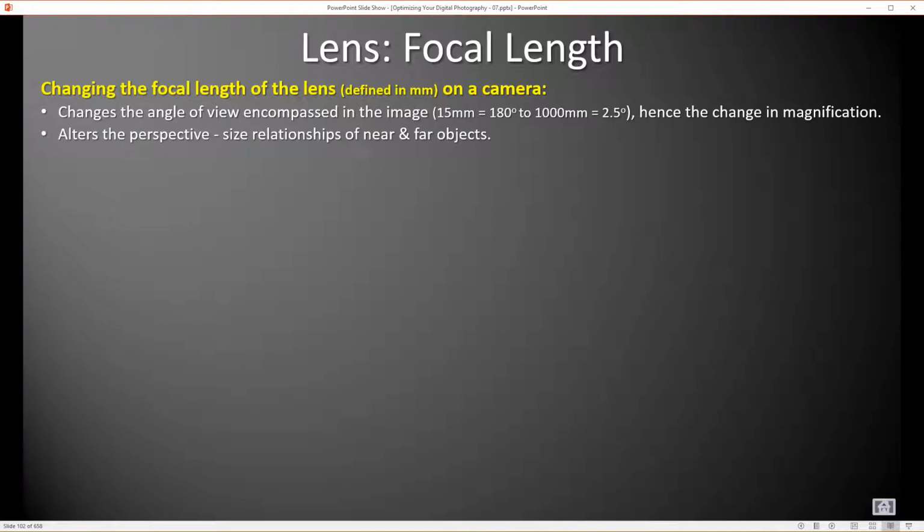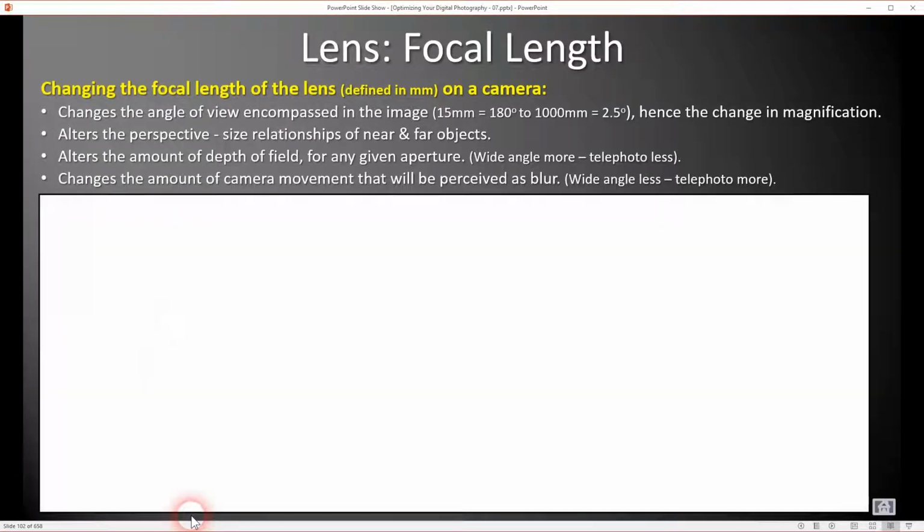We can also alter the perspective, the relationship of near and far objects, by using different lens focal lengths. Different lens focal lengths alter the amount of depth of field for any given aperture. So wide-angle lenses tend to give you a lot greater depth of field than telephotos at the same aperture. It also changes the amount of camera movement that will be perceived as blur. Wide-angle lenses tend to emphasize blurring less than a telephoto lens does.